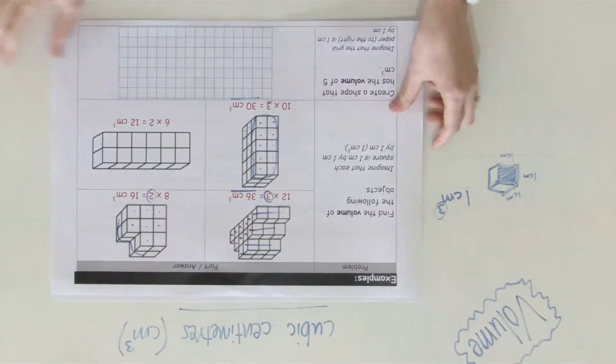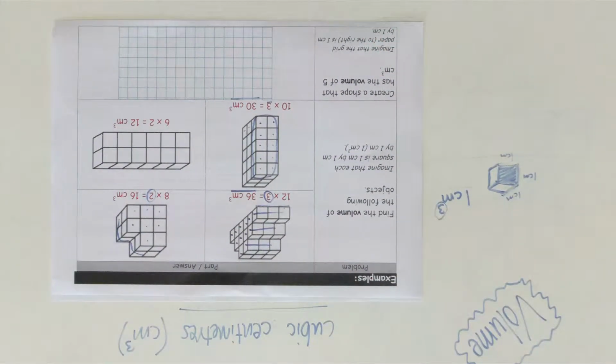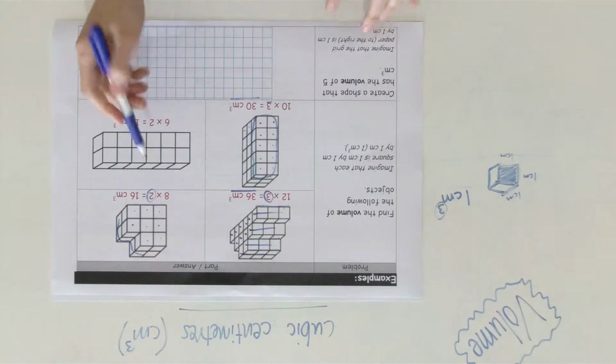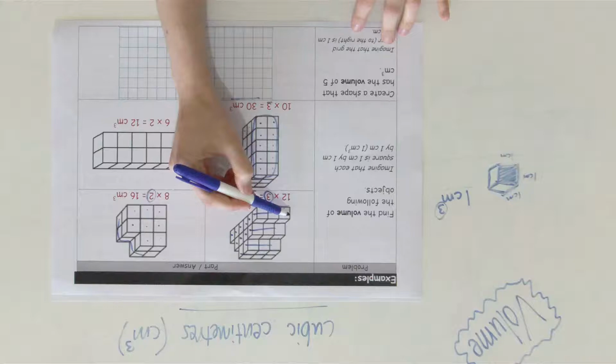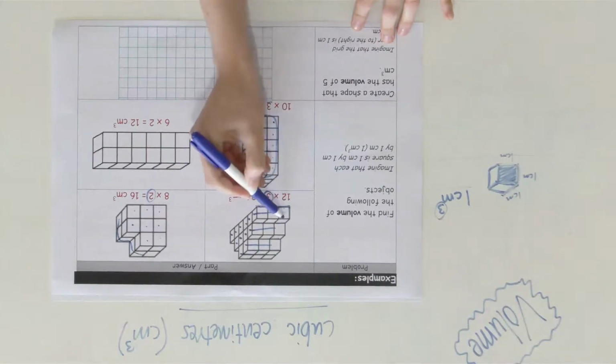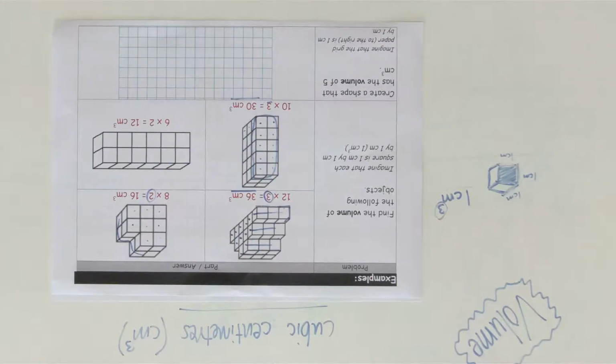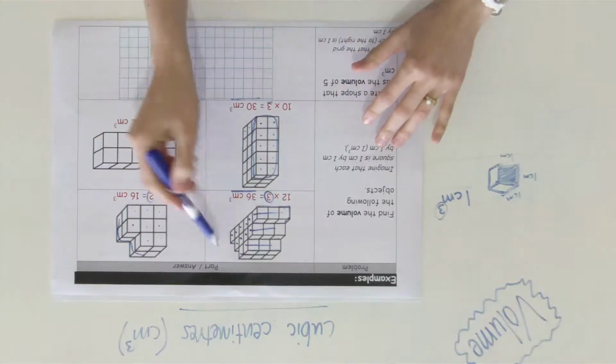And some examples. For this one here, just find the volume of the following objects. Imagine that each square on here is 1 centimeter by 1 centimeter by 1 centimeter. That's the 1 cubic centimeter blocks or cubes making up these images or these figures.